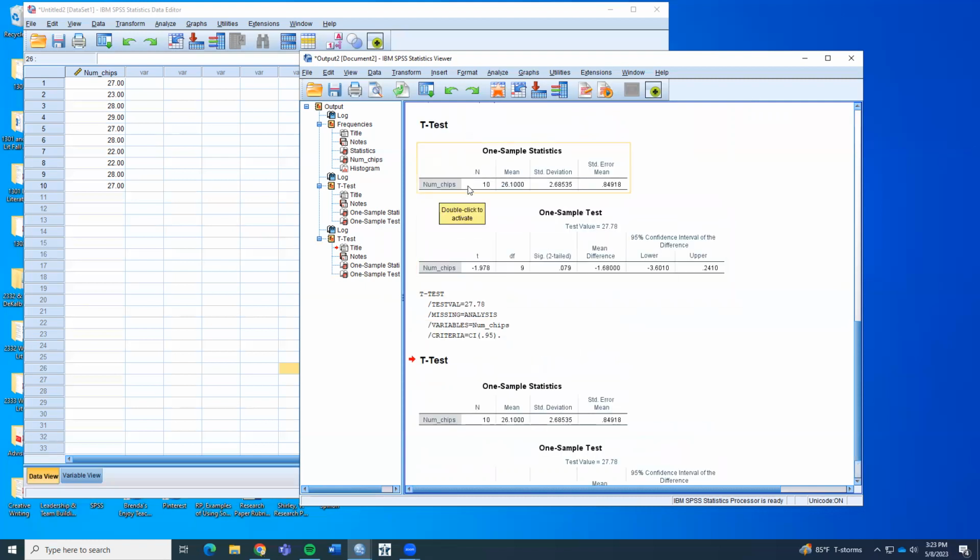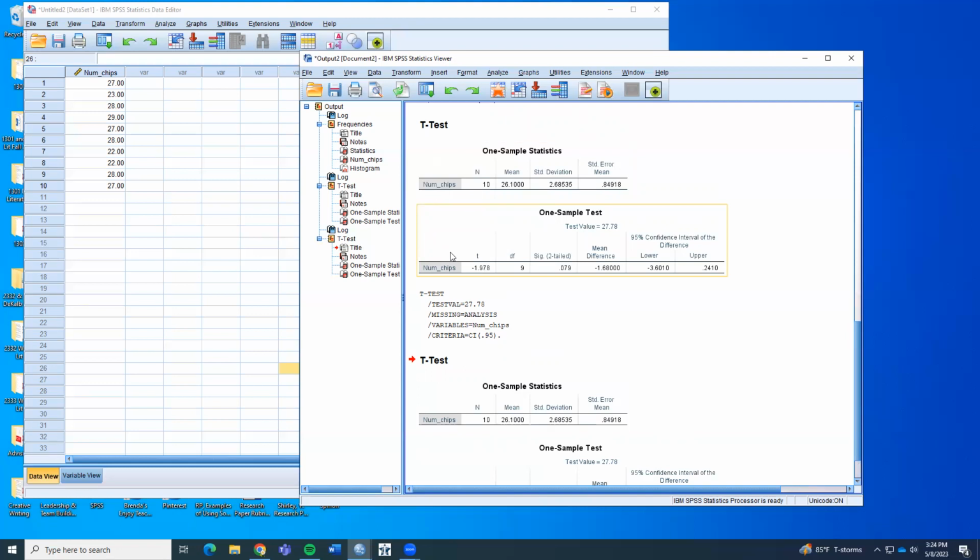Okay, so here we have our 10 cookies. Our mean is going to be chips per cookie. That's 26.1. The standard deviation is 2.68. And then the standard error mean is 8.85. All right, and here that takes us as far as we want to go for just a minute.